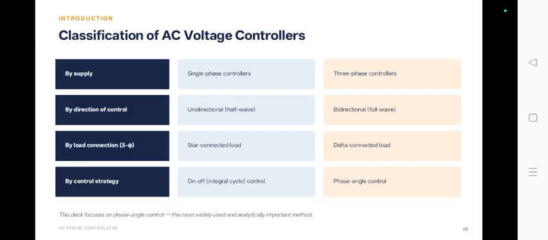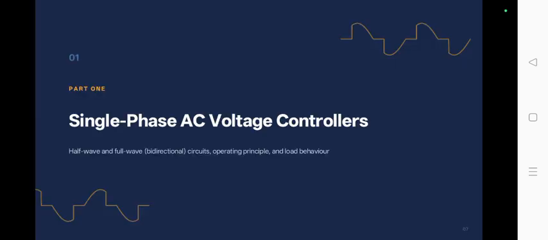Next one is classification of AC voltage controllers. By supply, it will be classified into two types: single phase controllers and three phase controllers. Next, by direction of control, it is classified into two types, that means unidirectional and bidirectional. Unidirectional means half wave, bidirectional means full wave. Then by load connection, depending upon the load, it is classified into two types: star connected load and delta connected load. Next, by control strategy, it will also be classified into two types: on off control and phase angle control.